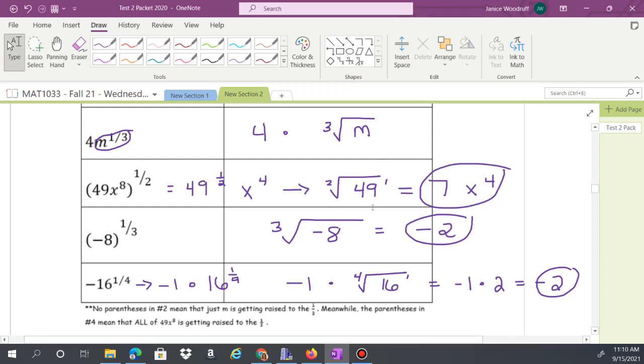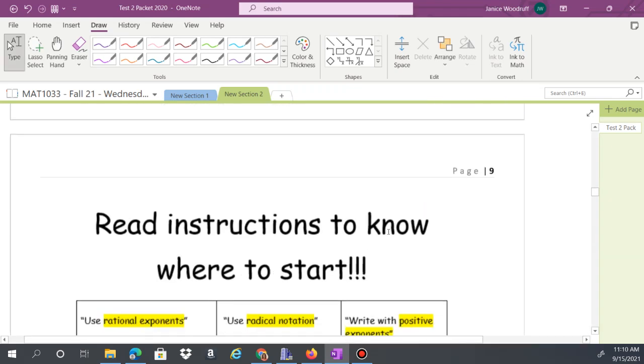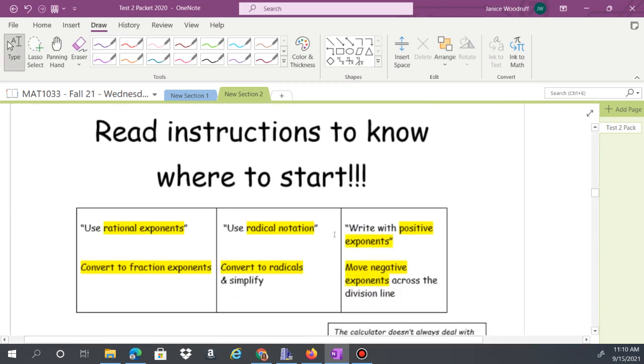Okay. An important part of doing these problems is reading the instructions, knowing where to start. So if it says to use rational exponents, that means that you want to use the fraction exponents. If it says use radical notation, then use square roots. Write with positive exponents means if you have any negative exponents in the final answer, you're going to move them across the division line.